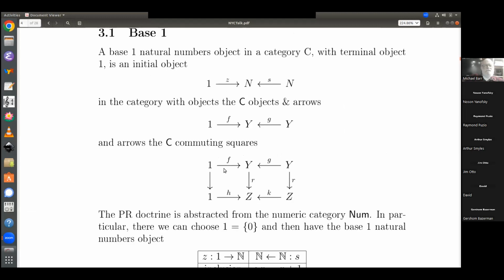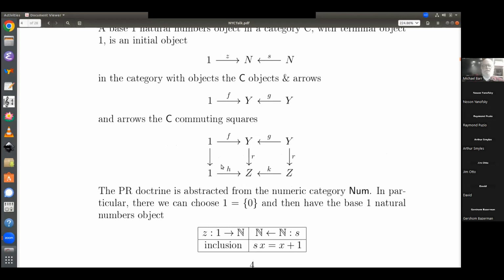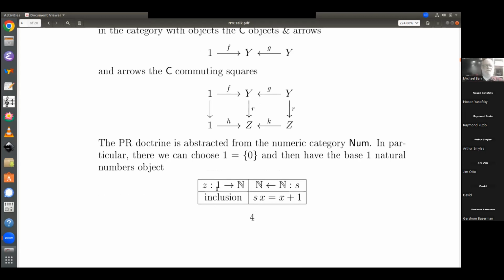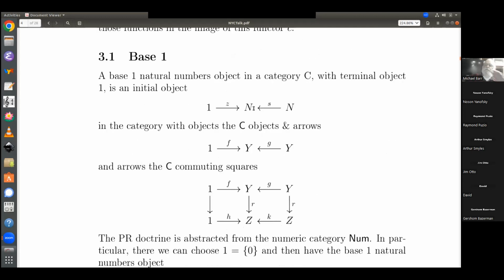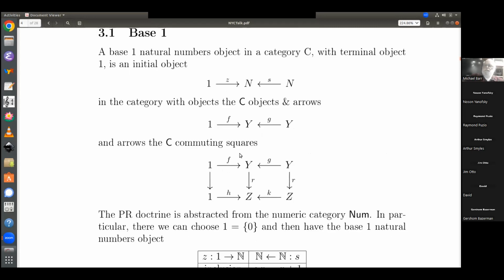Is base one a Peano natural? Yeah, it's just in Set. Zero is the singleton, and then you have a successor by adding one. Categorically, the point is you have this kind of shape, and it's initial among these shapes, where the arrows between these shapes are these commuting squares.